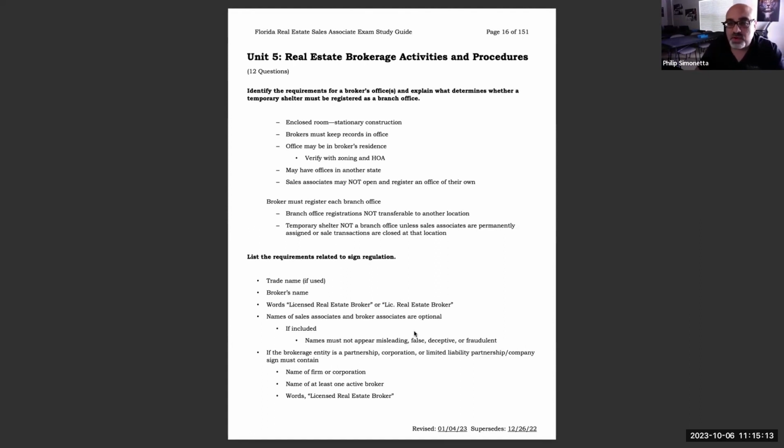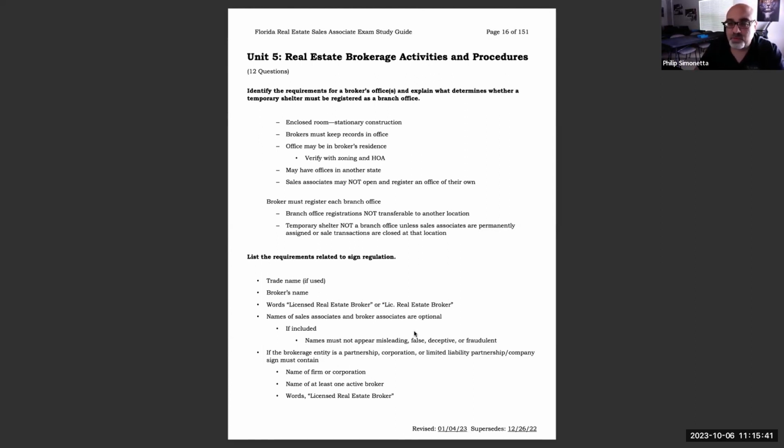So what you need to know, you have to be able to identify the requirements for a broker's office and explain what determines whether a temporary shelter must be registered as a branch office. So remember, it has to be an enclosed room in stationary construction. Okay. It doesn't have to be its own building. It could just be an office within an office, or an office within a building, right? Brokers must keep their records in the office, and they can be digital.